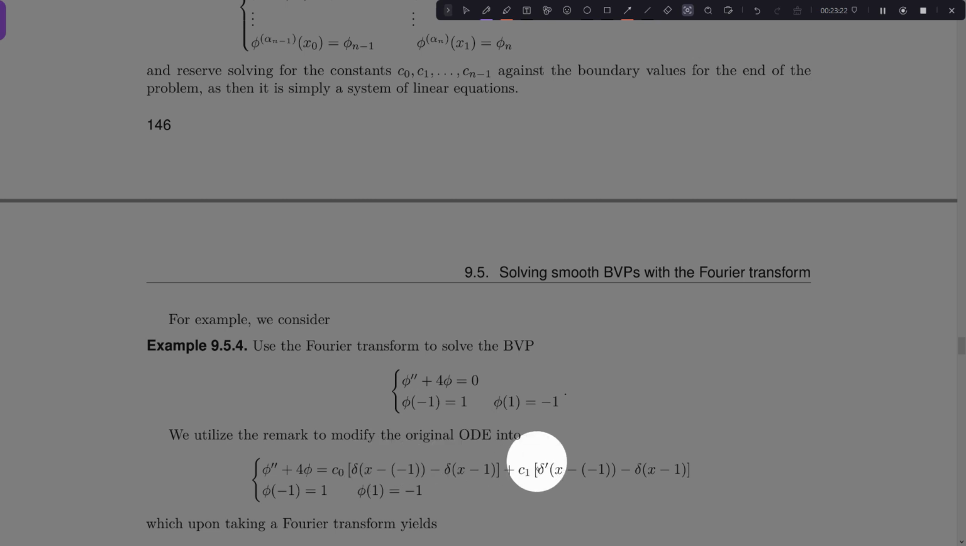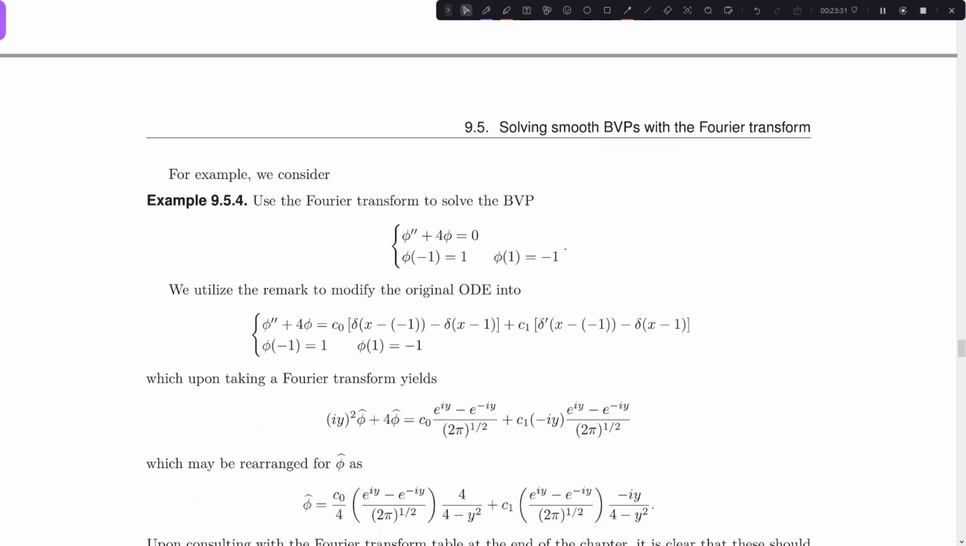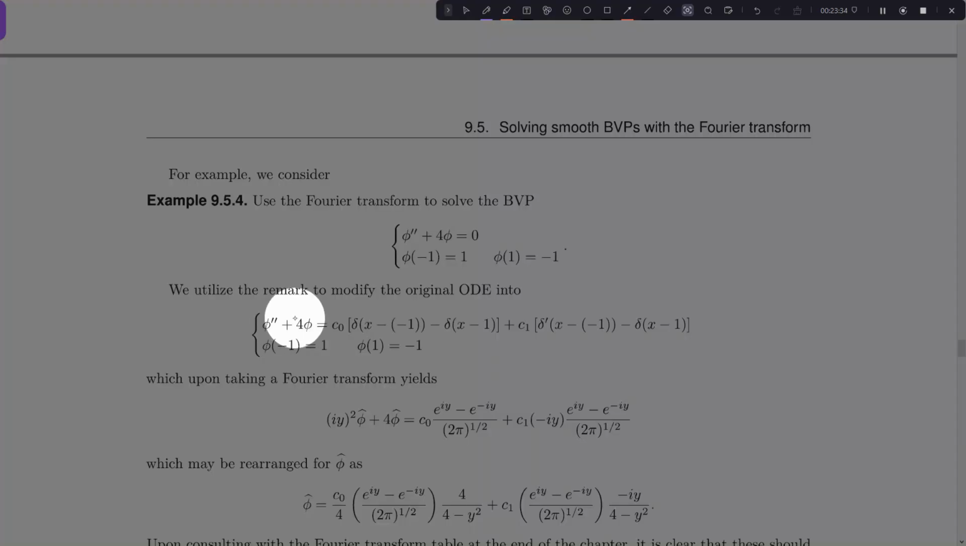C0 on the zeroth derivative on delta, C1 on the first derivative on delta, and my boundary conditions just sit along for the ride. And then if I take a Fourier transform of phi double prime plus 4 phi, the double prime turns into (iy) squared, right? We don't have to worry about initial conditions with the Fourier transform. It just becomes (iy) squared, and the 4 turns into 4, believe it or not.